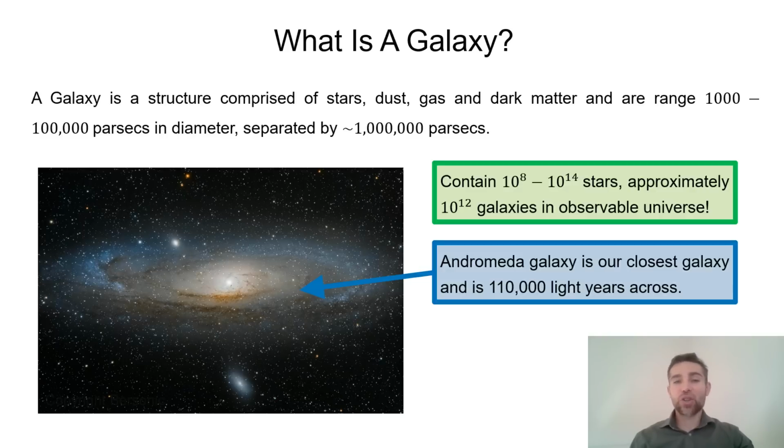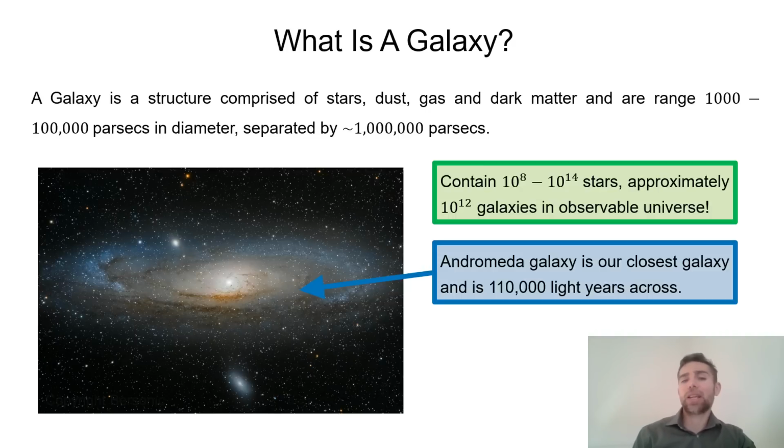So just to recap what a galaxy is, it's been a long time, maybe you've forgotten. Galaxies are large structures. They're comprised of stars, dust, gas, dark matter, and they can range in size from 1,000 to hundreds of thousands of parsec in diameter, so they can be quite small. The smallest ones are known as dwarf galaxies. The biggest ones can be giant elliptical galaxies. These are enormous, and anywhere in between basically.